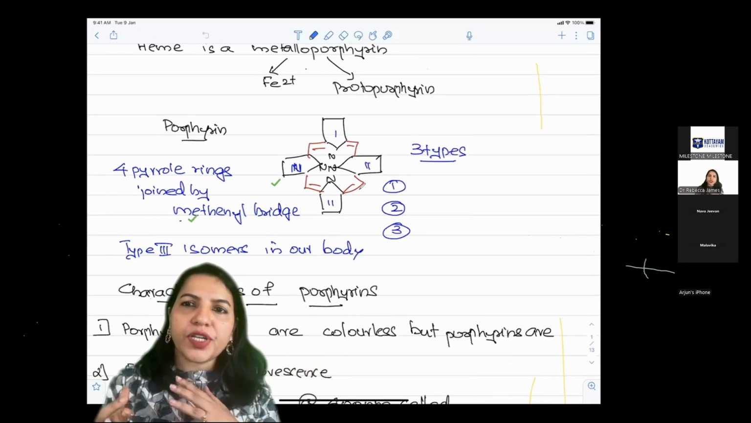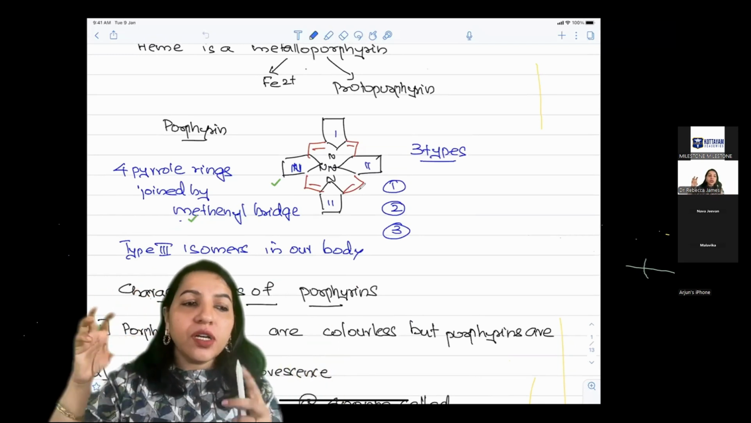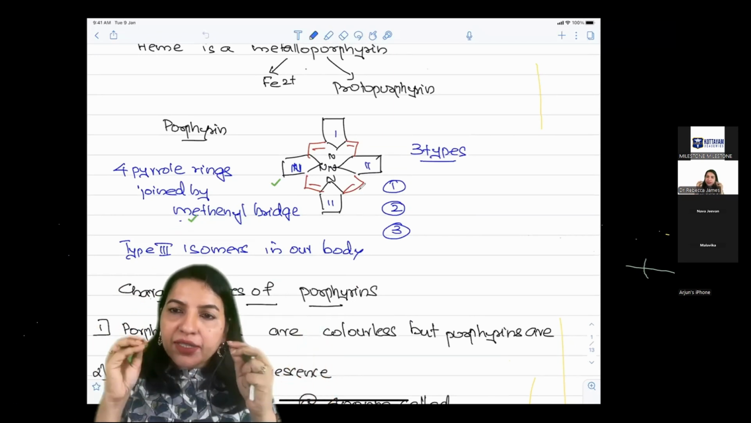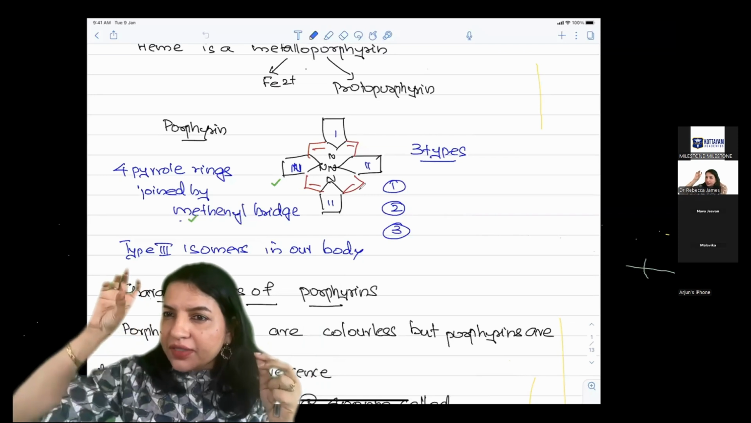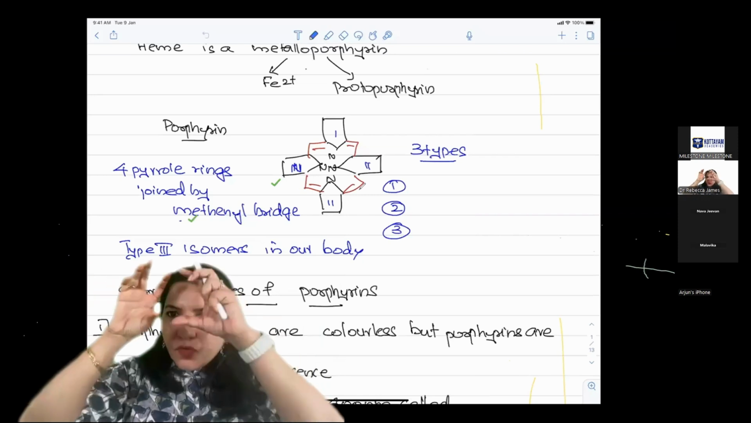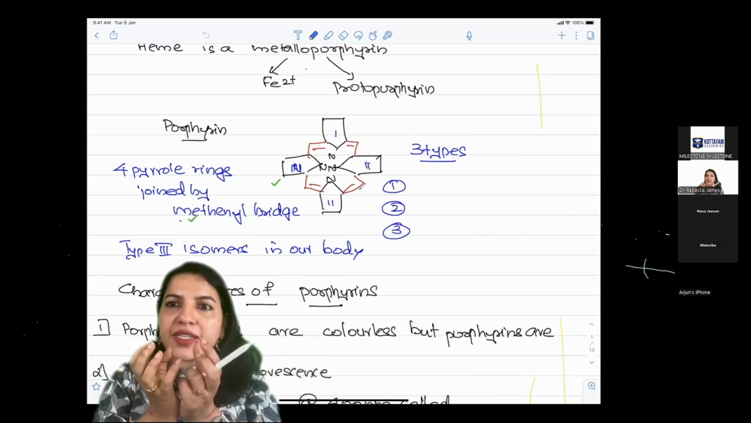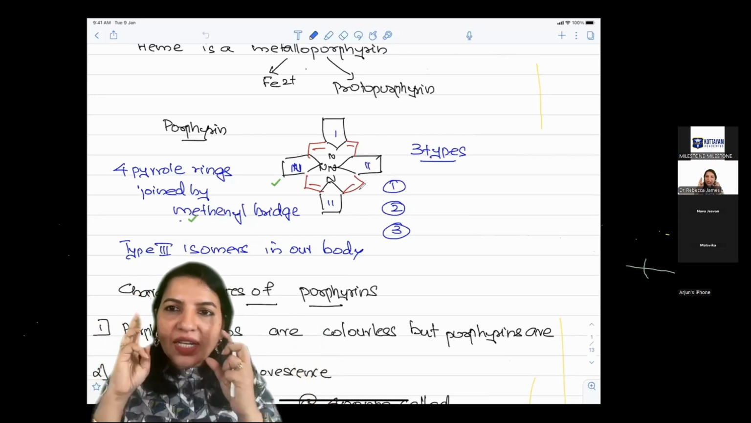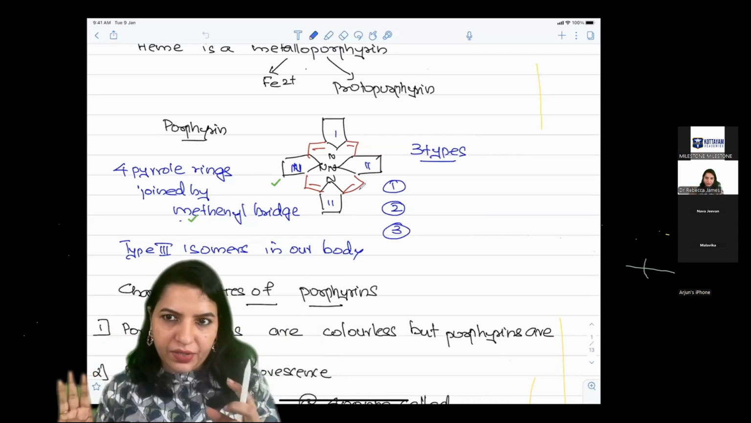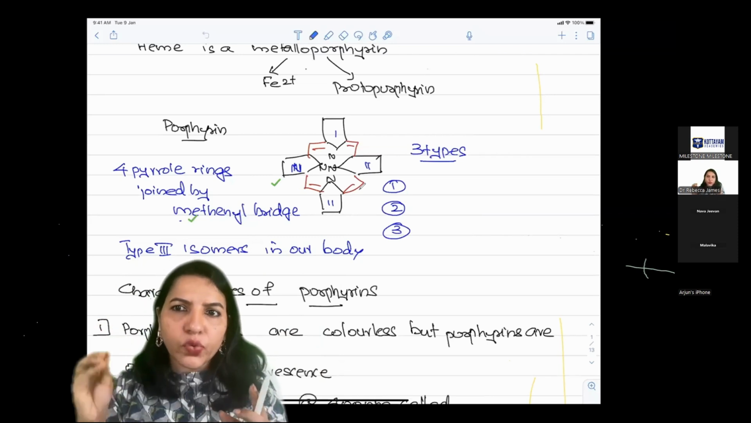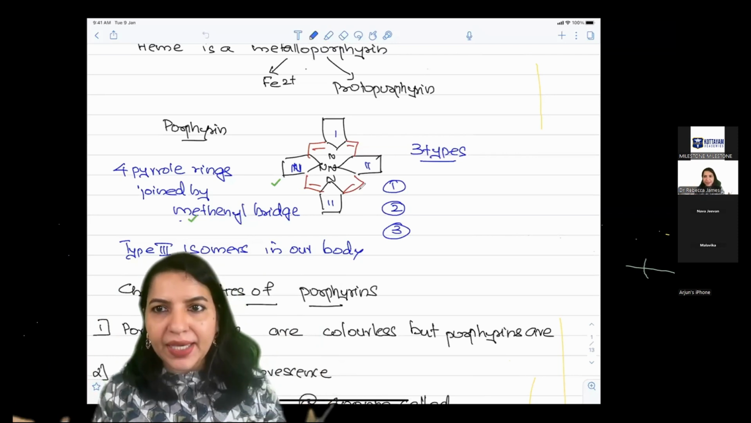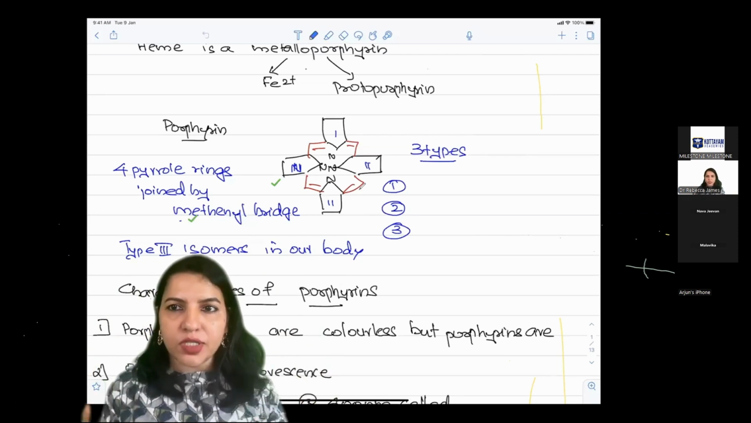So what is a porphyrin? Porphyrin has four rings in its structure, and each one of that single ring is called as pyrrole. So four pyrrole rings join together in a cyclical manner like this to form what is called as porphyrin. So there are three major porphyrins. So we usually learn it as UCP. What is it? UCP. Okay, what is U, what is C, what is P?